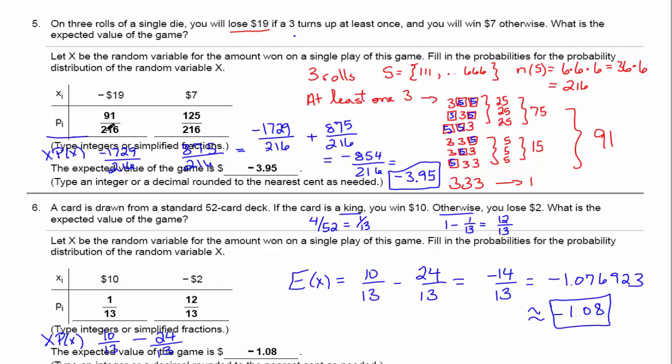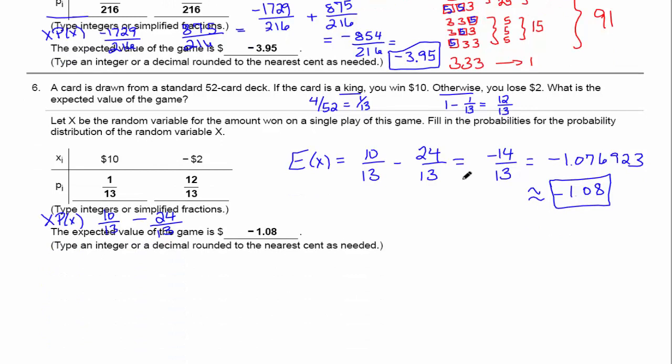Well, if there's 91 of those, then 216 minus 91 gives me my 125. To find the expected value, I simply multiply the corresponding x and probability, add them all up, reduce to a decimal, and I get minus $3.95.